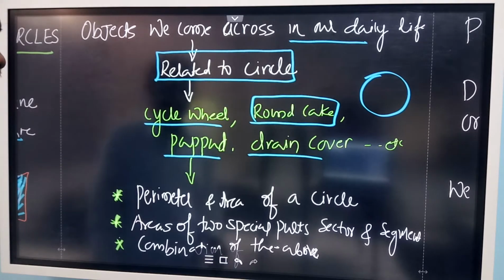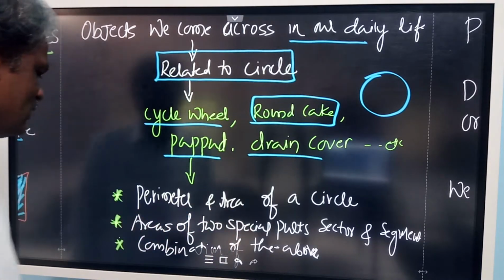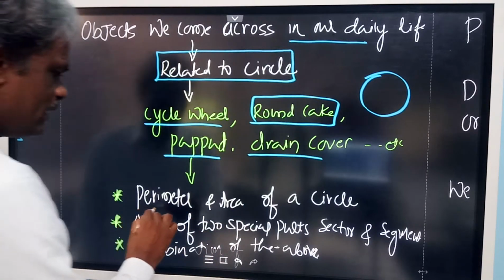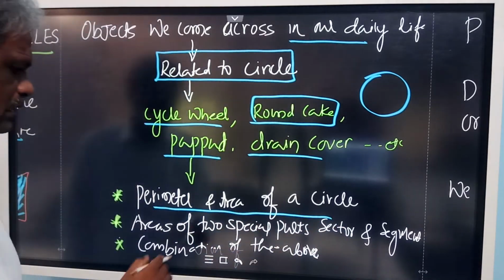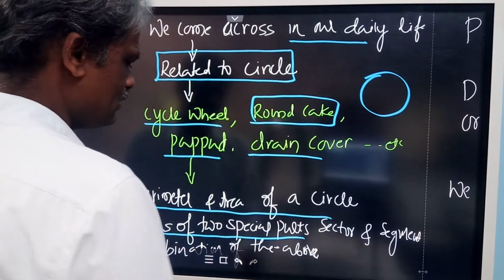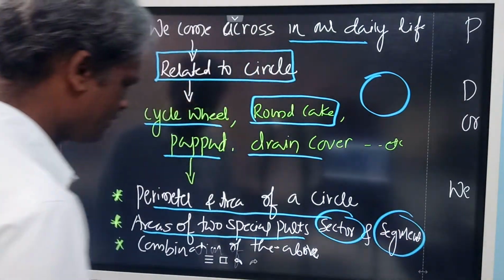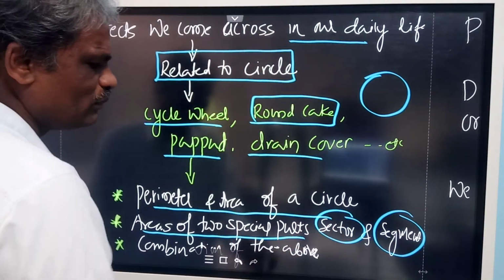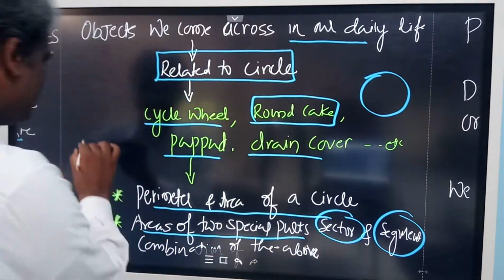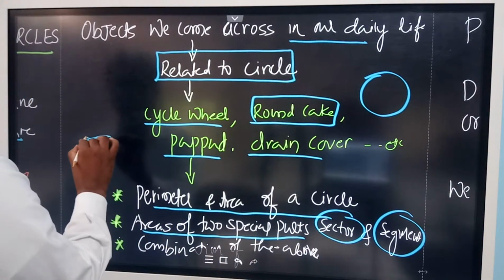So you know how to find the perimeter. In this class we are going to learn how to find the perimeter and the area of the circle, areas of two special parts such as sector and segment, and also combinations of these above. Even a sector and also a segment, both will be there.